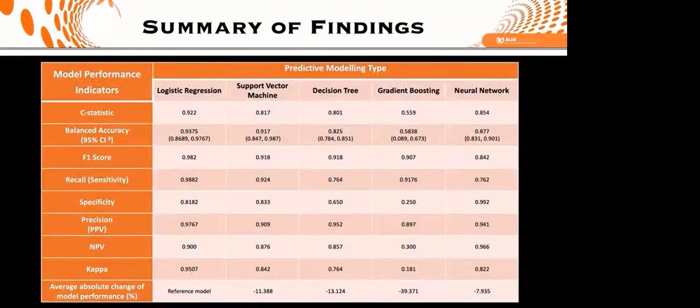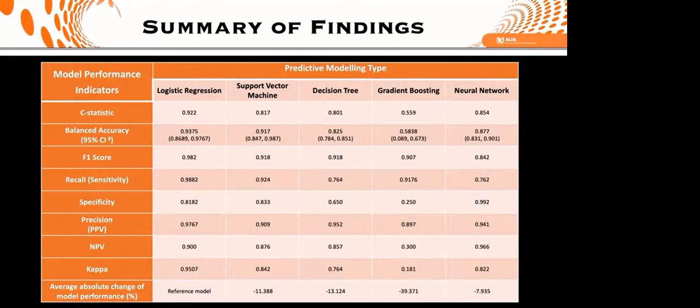How did our model compare for logistic regression compared to other machine learning exemplars? Well, it performed the best. This is a summary of a confusion matrix looking at sensitivity, specificity, accuracy, and the area under the ROC curve, which is a C statistic or concordance statistic.